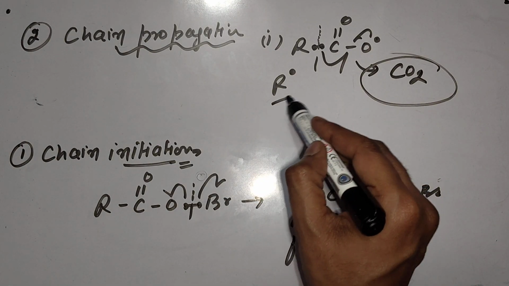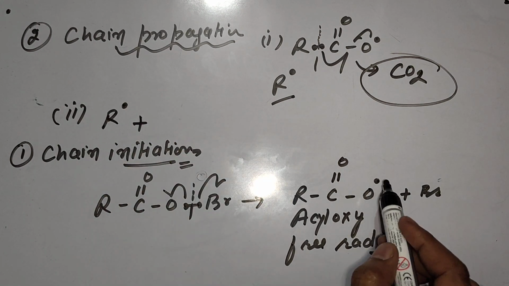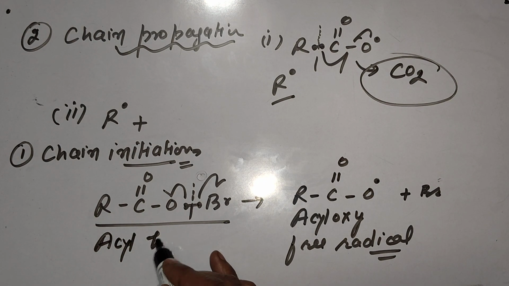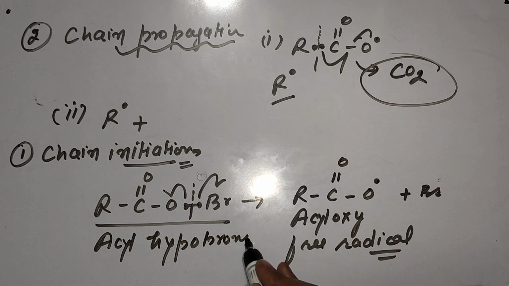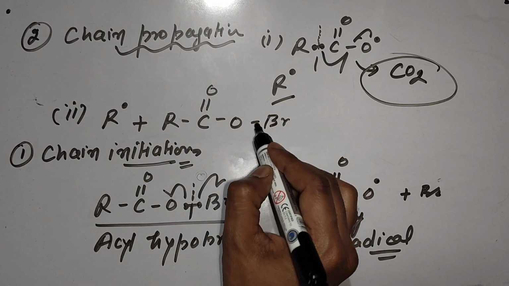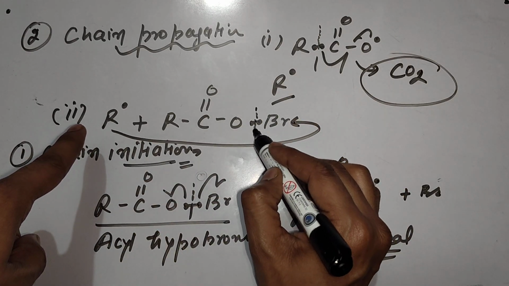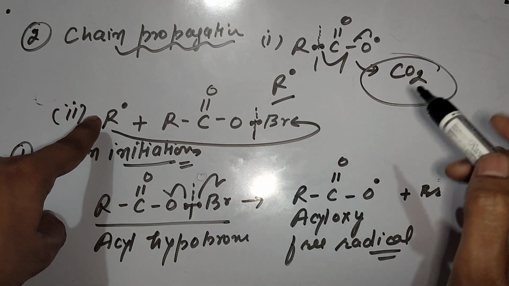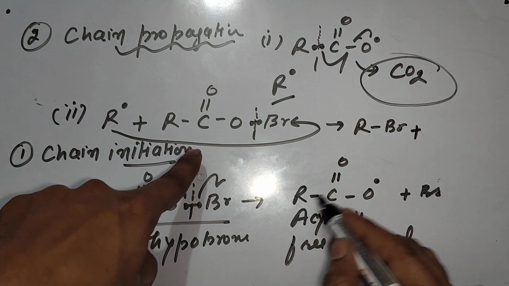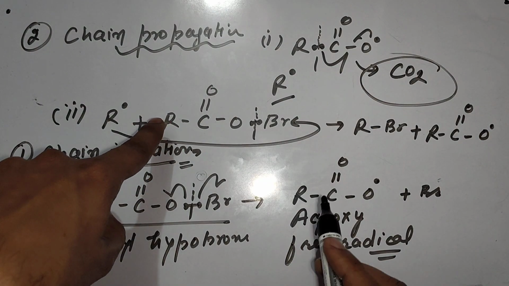Now this R free radical will show the second propagation step. It will attack another intermediate particle, acyl hypobromite, RCOOBr, and the bond will break like this. It will attack Br, so RBr will be generated, and again you will have the acyloxy free radical over there. Now what will happen?